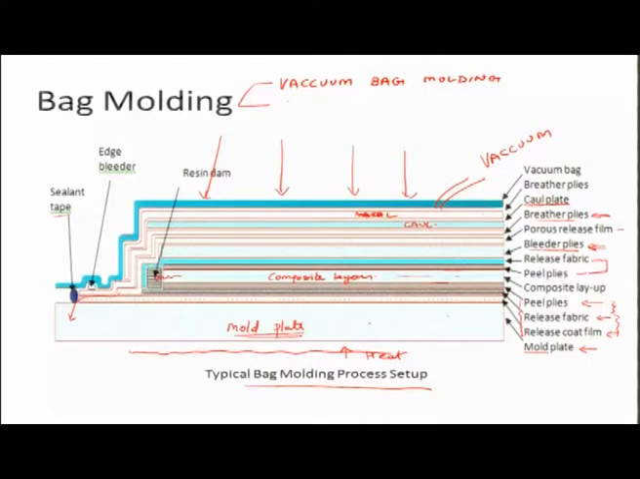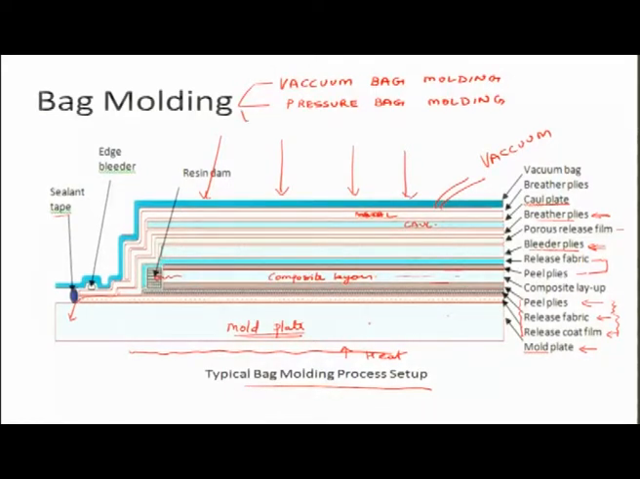The other one is pressure bag molding. So in this case we do not use vacuum pressure. So vacuum pressure can only give you 1 atmosphere of pressure, but rather we put some extra pressure, we do not rely on vacuum, okay. So that is why it is called pressure bag molding. So you put some extra pressure using some source of high pressure.